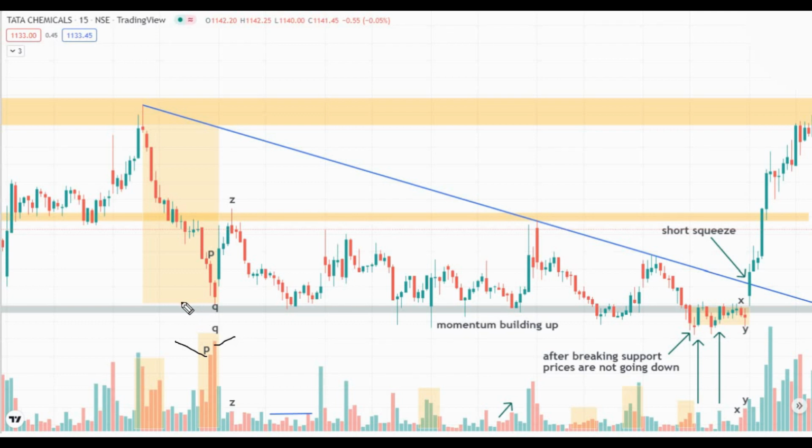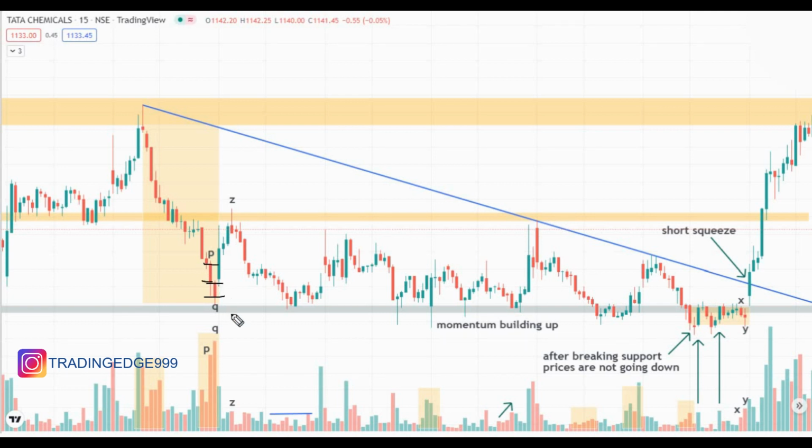How could we say that? See the rejection of the lows. It's a rejection of the lows, and compare the spread. With this much volume, the spread is this much at P. Now compare that with Q. Q had higher volume than P, but the spread is narrower than P.